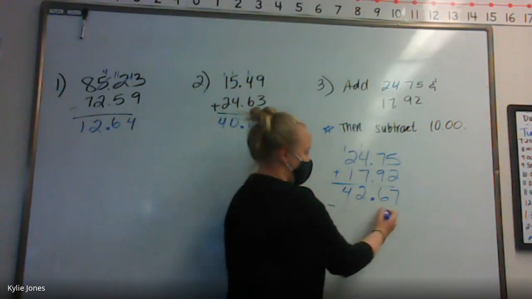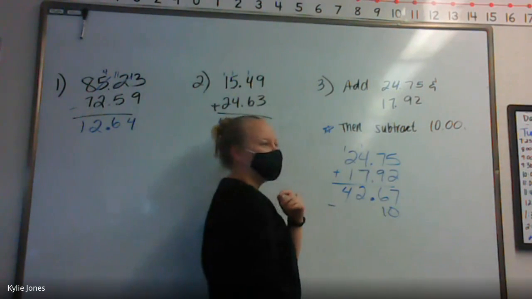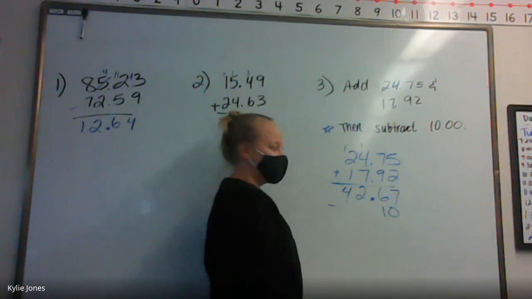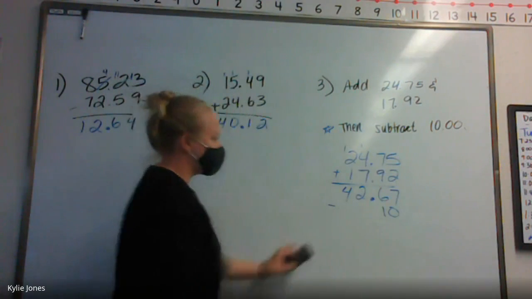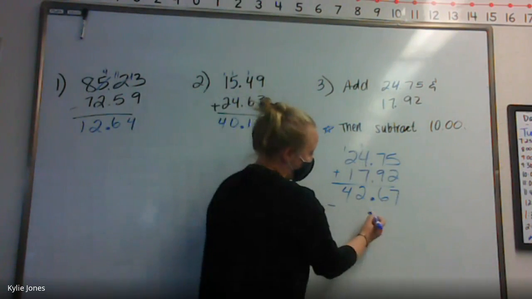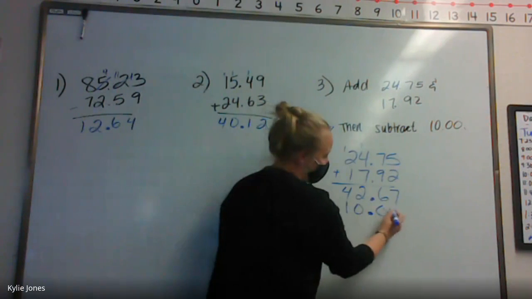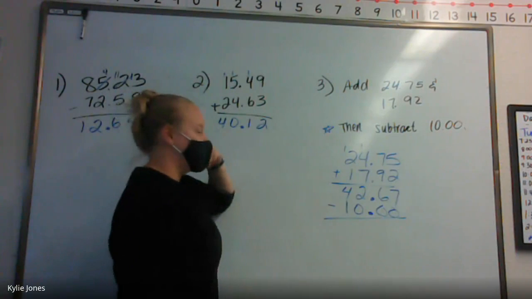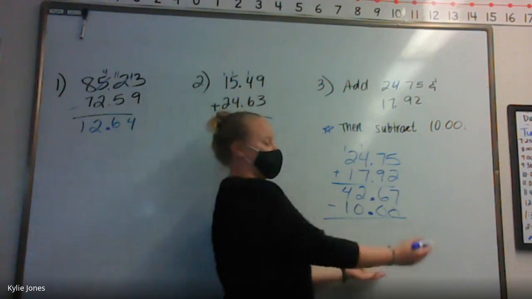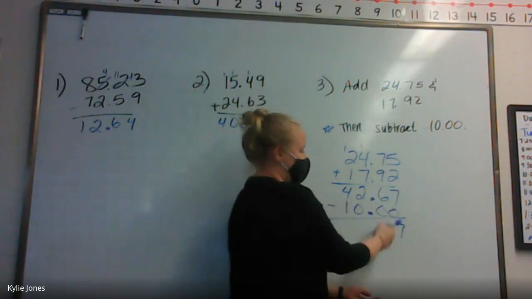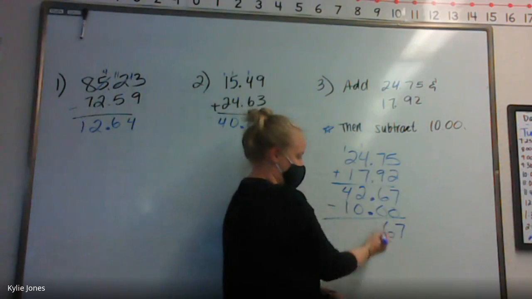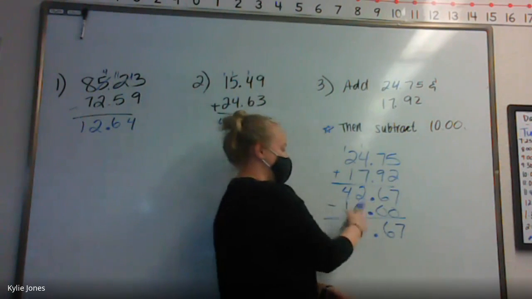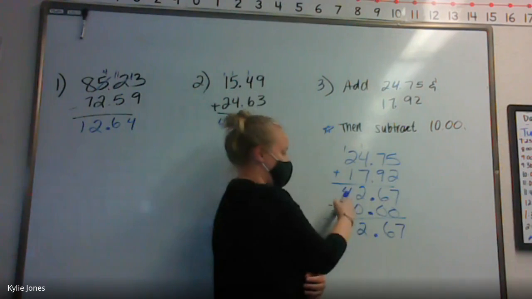Subtract $10. So I do it like this? Nope. Why not? That's subtracting 10. Decimals again. Yeah, we need to line up our decimals. $10 looks like that. You got to make sure your decimals are lined up or you're going to get the wrong answers, right? So this one, 7 minus 0. 6 minus 0. 6. Decimal. 2 minus 0 is 2. And 4 minus 1, 3.